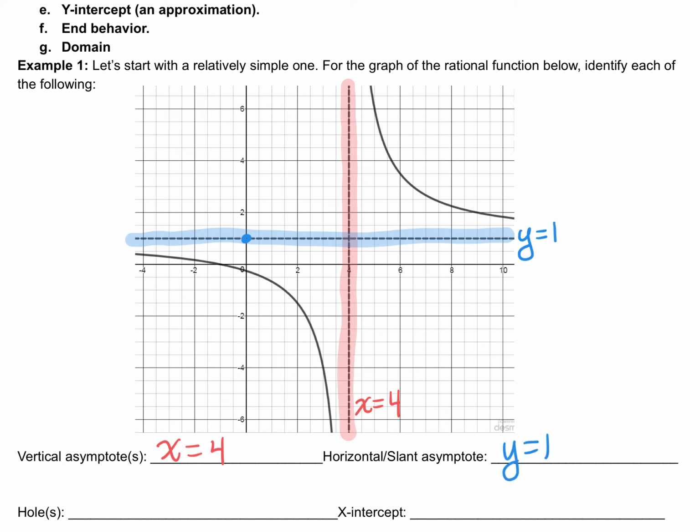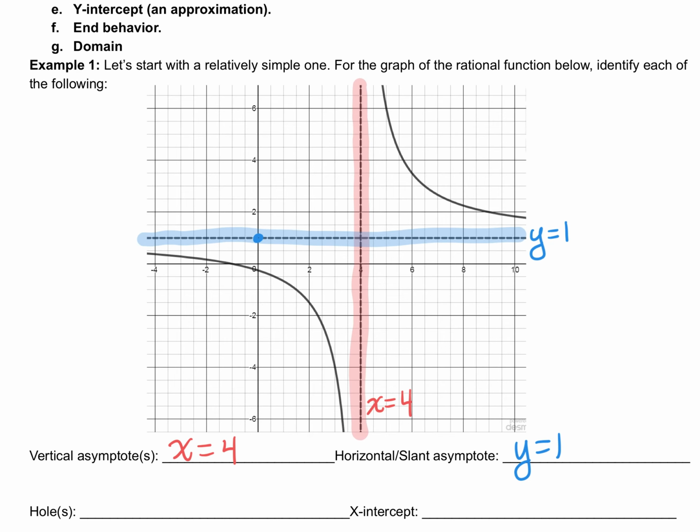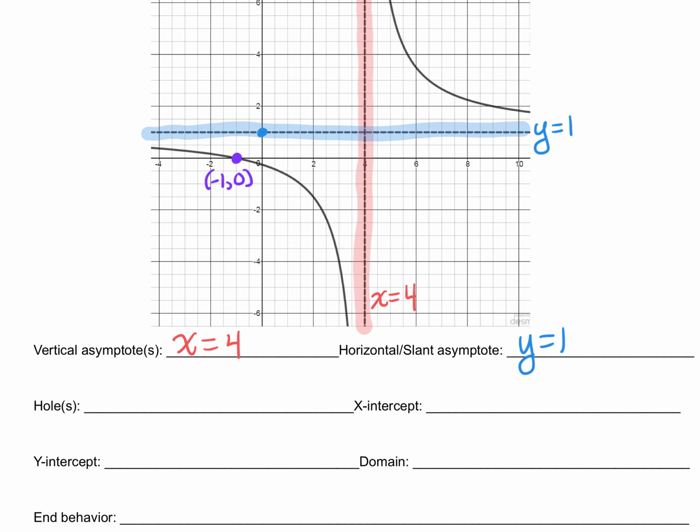All right, next up, it says to look for holes and then our intercepts. So a hole in the graph will look just like what you would expect. It will be a hole in the graph. There are none on this one. We'll see one on the next example. X-intercepts, those are places where our graph crosses the x-axis. So that's what we're looking for, places on the graph where our curve goes through the x-axis. And I see one right here. It goes through the point -1, 0, and that is how we would write our x-intercept, at -1, 0.